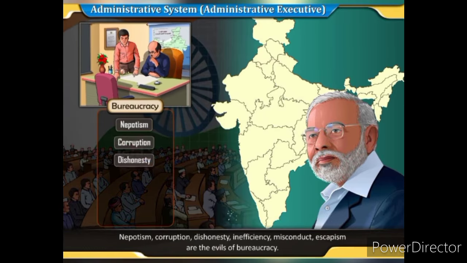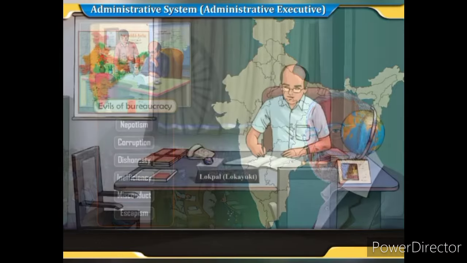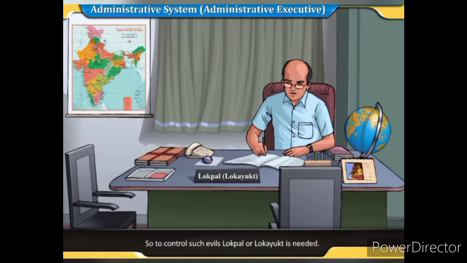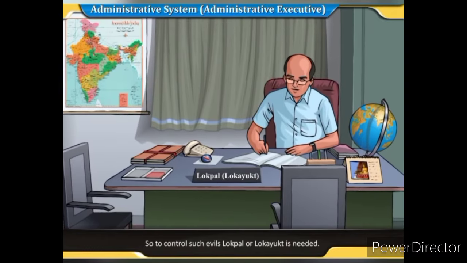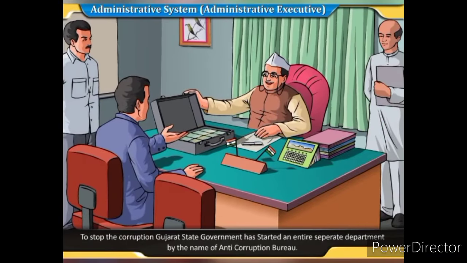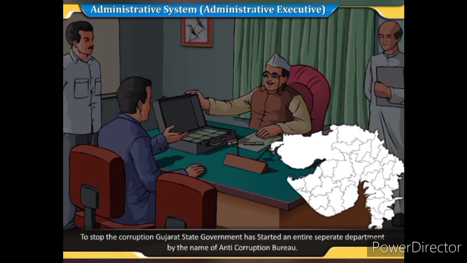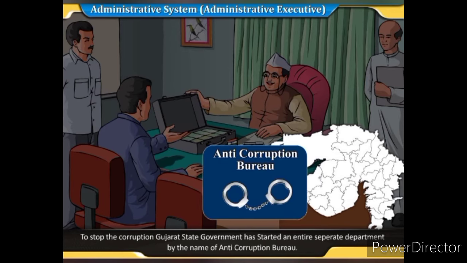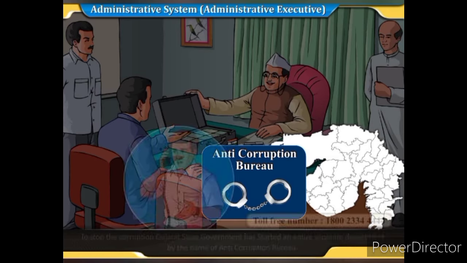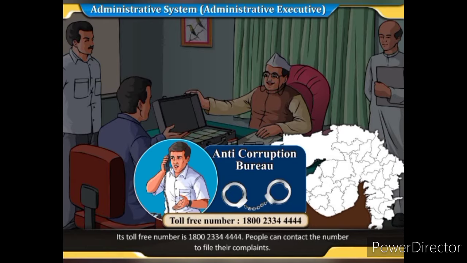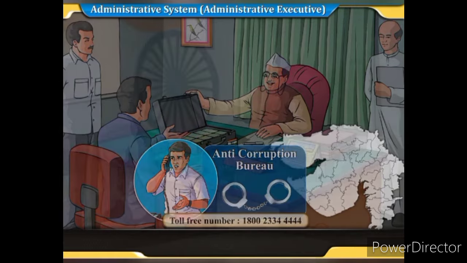Nepotism, corruption, dishonesty, inefficiency, misconduct, escapism are the evils of bureaucracy. So to control such evils, Lokpal or Lokayukt is needed. To stop the corruption, Gujarat state government has started an entirely separate department by the name of Anti-Corruption Bureau. Its toll-free number is 1800-2334-4444. People can contact the number to file their complaints.